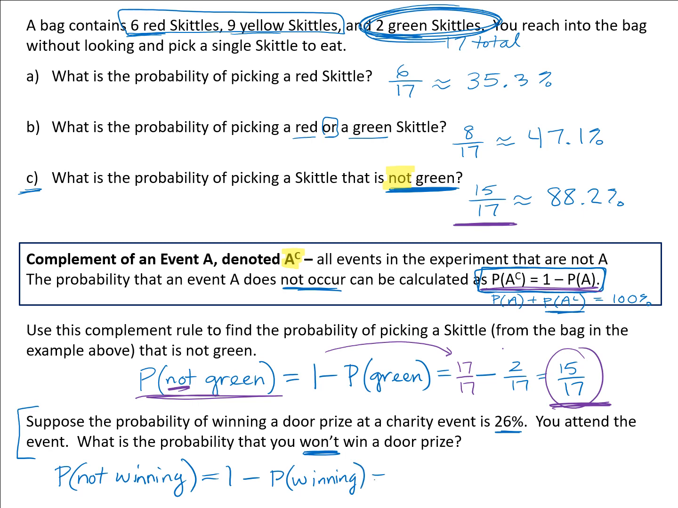Now, our probability of winning is 26%. So I'm going to subtract 26%. And here I have a 1 according to the formula. But remember, I want to subtract like entities. 1 is the decimal equivalent. If I'm trying to subtract a percent, I want to convert that to a percent. So 1 is the same thing as 100%. So this would be 100% minus 26, or 74%. So the chance of not winning anything, or winning specifically a door prize at this charity event, is 74%.